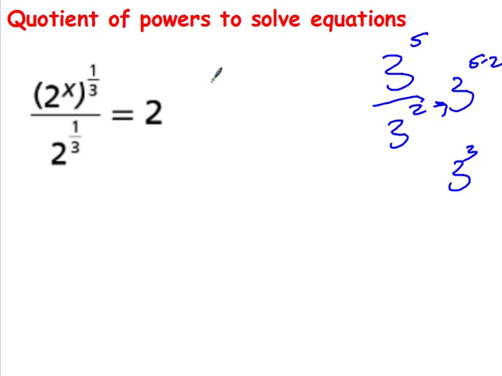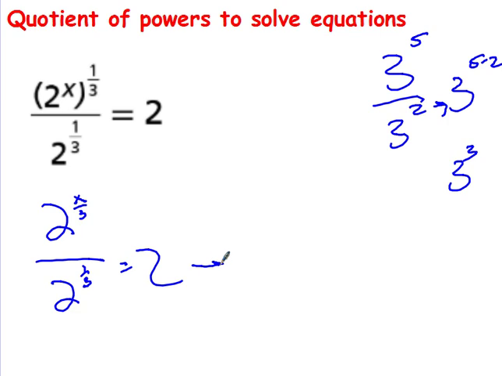So we're going to do the same thing here. But first, I want to get rid of this power of a power first. So I need to multiply x by 1/3, which is going to give me 2 to the x over 3 all over 2 to the 1/3, and that's equal to 2. So because this is x over 3 over 1/3, I'm just subtracting these like what we did here. We just did 5 minus 2, so I need to do x over 3 minus 1/3. So that's 2 to the x over 3 minus 1/3 is equal to 2.